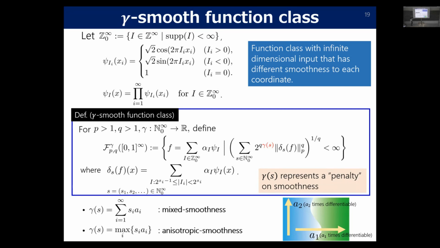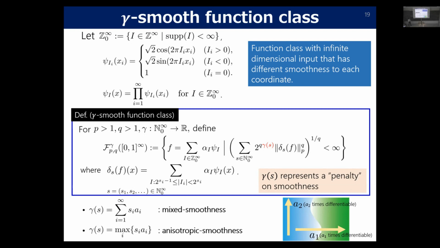In our work, we consider two situations for gamma S. One is where gamma S is a sum of S_i a_i, where a_i are given parameters. Another example is where gamma S is a max of S_i a_i. By analogy to analysis in approximation theory, we call the first setting mixed smoothness, and the second anisotropic smoothness. There is a formal definition of a mixed smooth Sobolev space, but this function class is not exactly the same as that one. This is just an analogy, a naming from just us, not guaranteed or accepted by many others.